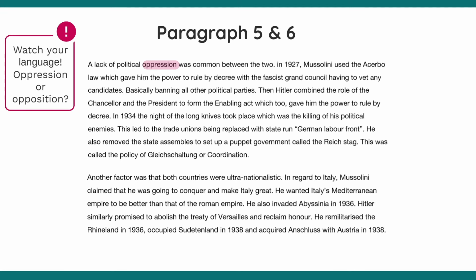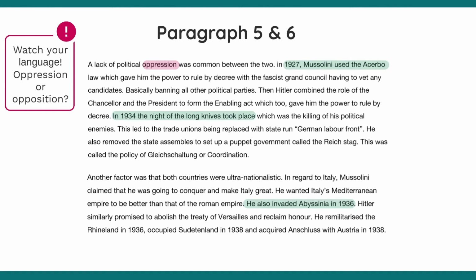Do they mean opposition? Do they mean that because Hitler's fascist party and Mussolini's fascist party weren't oppressed, as in they had no one oppressing them? Is that what they mean? Or do they mean that a lack of political opposition was common between the two? Now that makes a bit more sense to me, but I'm not really sure that that's a characteristic of a fascist regime. Not like it lacks clarity is what I'm getting at there. So be careful, watch your language.